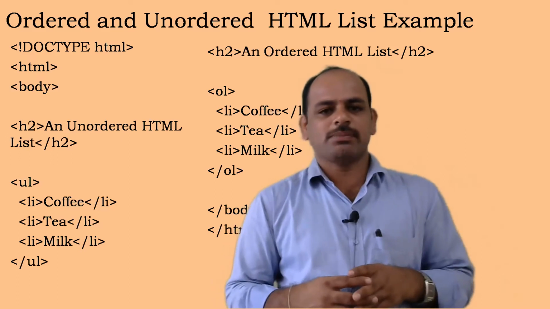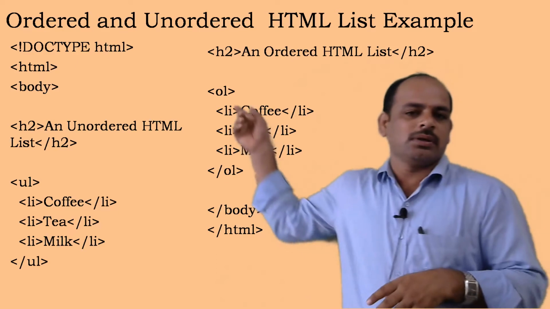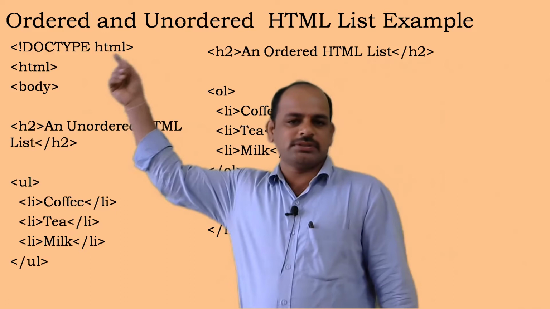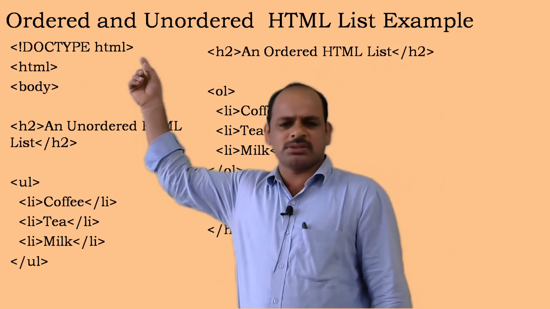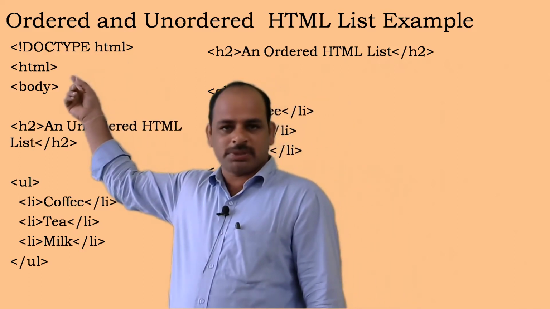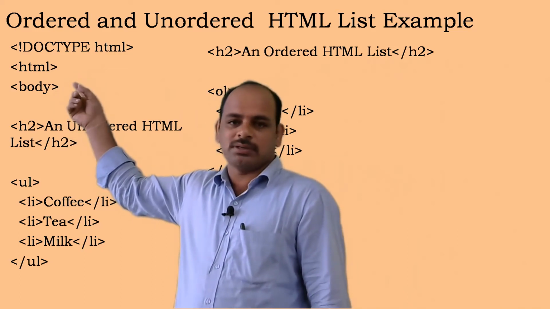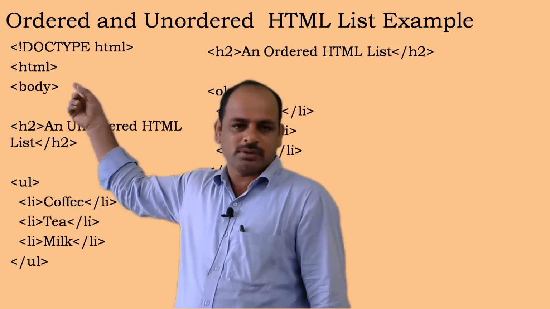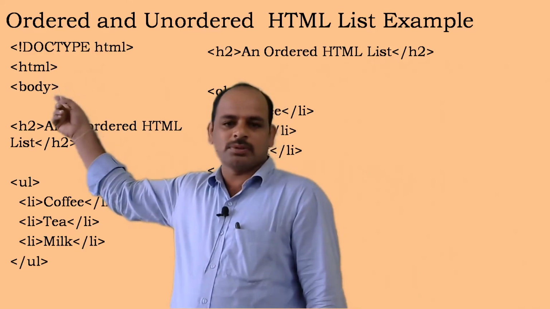See, this is one example: an ordered and unordered HTML list example. First, I'm using the doctype HTML, which represents the HTML5 version, but it is not mandatory in all cases. This is the root element; every HTML document begins with the HTML root element. The head tag is optional. You may specify it or simply ignore it. In this HTML document, I am not using the head tag, but I'm using the body tag.